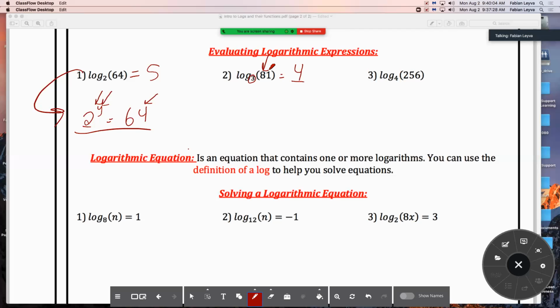Now, if you look at the next one, log base 4 of 256, 4, my base, raised to what exponent is equal to 256? Anybody have that by any chance? Did anybody get 4 as well? I'm assuming so. So 4 raised to the 4, I believe, is 256 because 4 times 4 is 16. Times 4 would be 64, and then times 4 again would be 256.